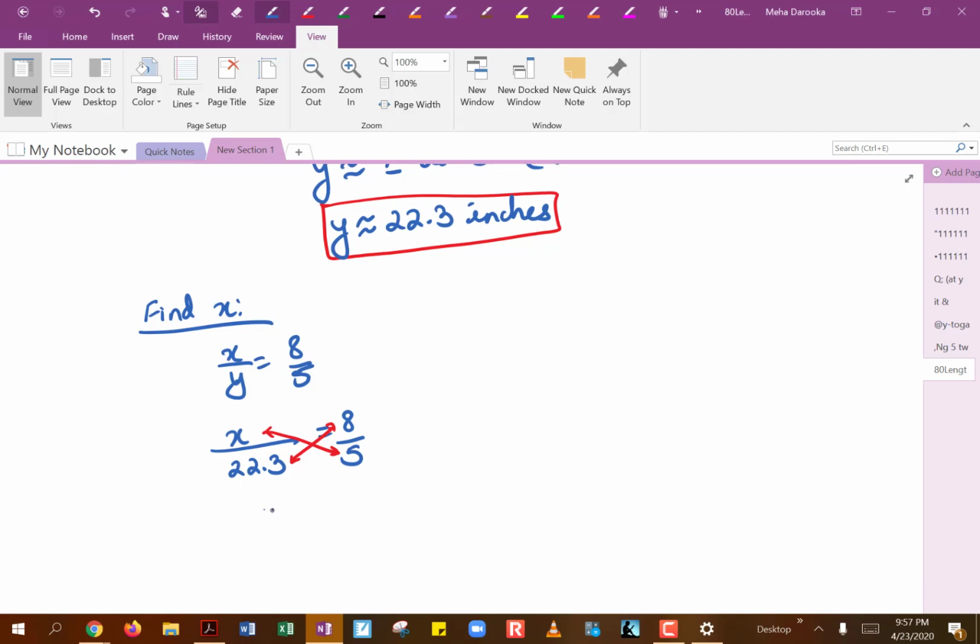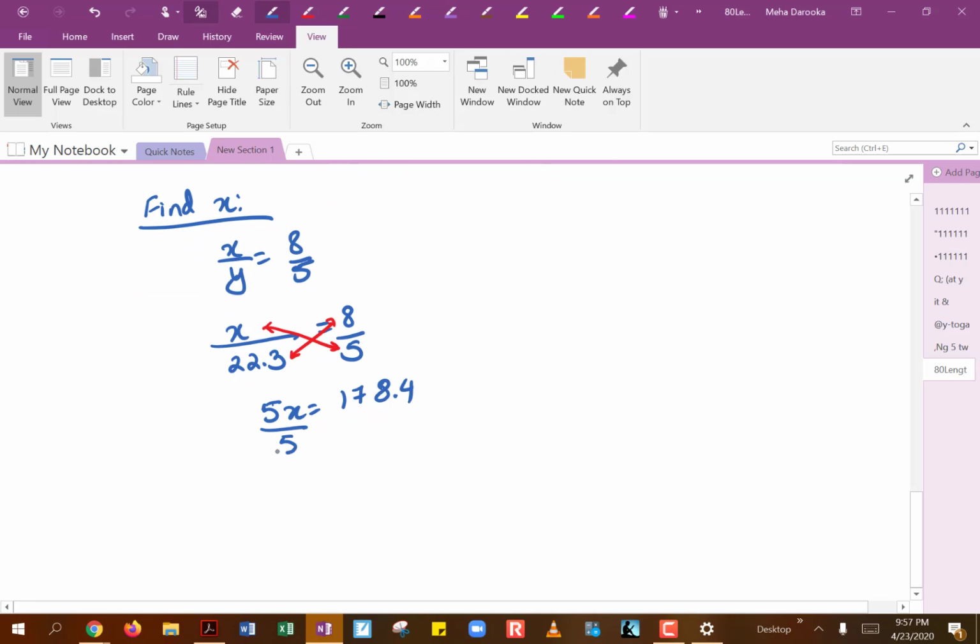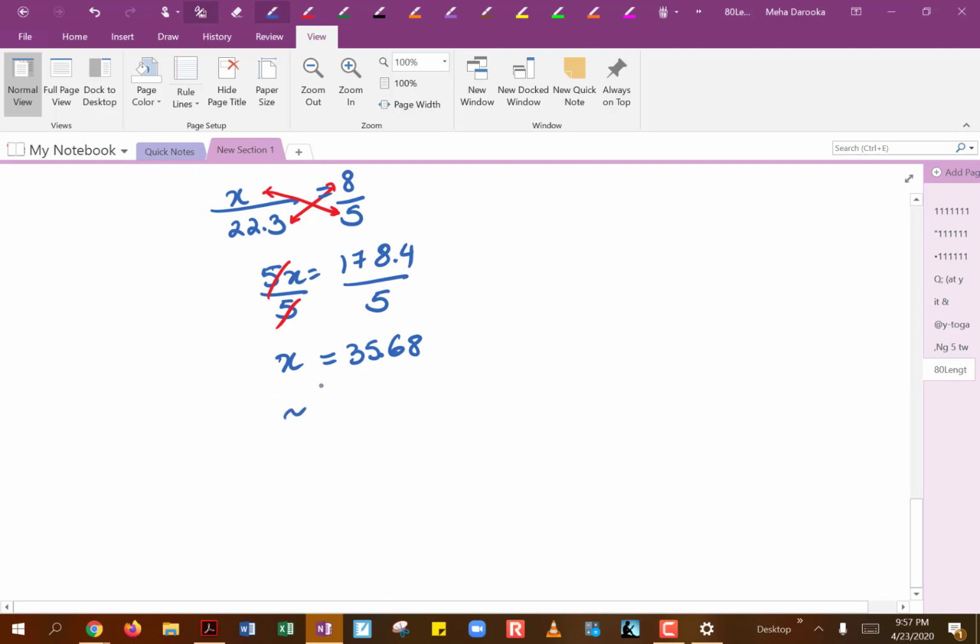So this will be 5 times x is 5x, and 22.3 times 8 is going to be 178.4, and then go ahead, divide both sides by 5, get your x by itself, and let's see, what does that come out to be when we divide by 5. This will come out to be 35.68. Again, we just need a rounded answer to one decimal place. So this will of course end up becoming 35.7, and again this will be in inches.